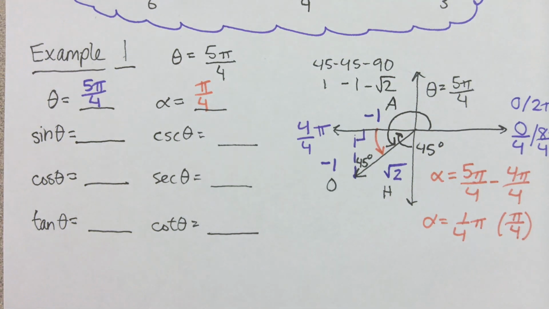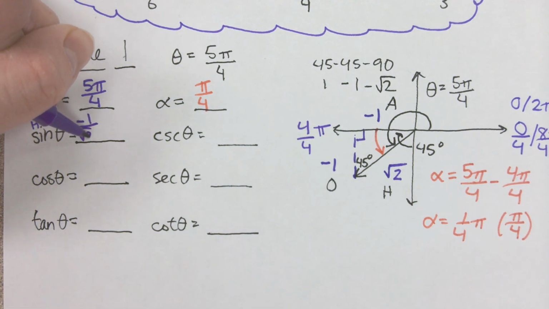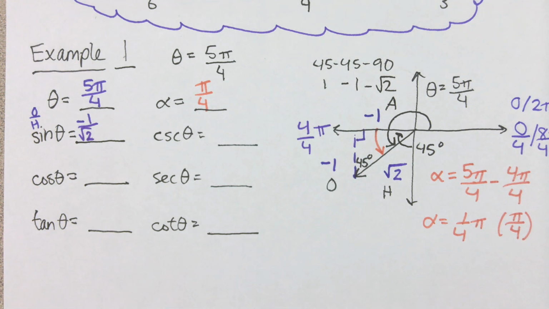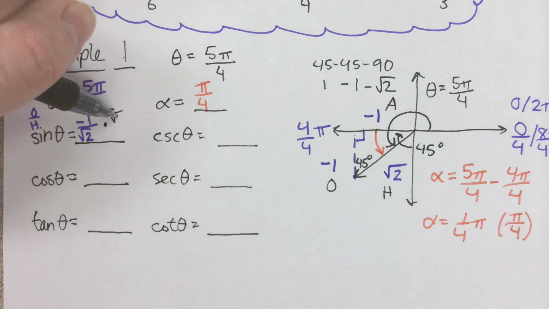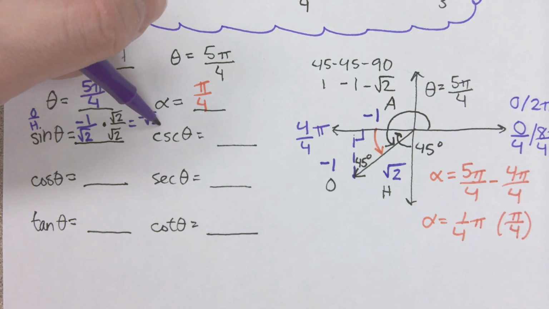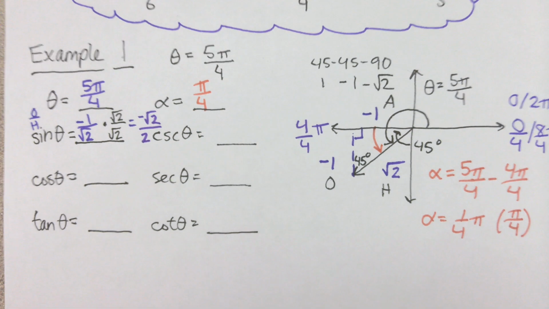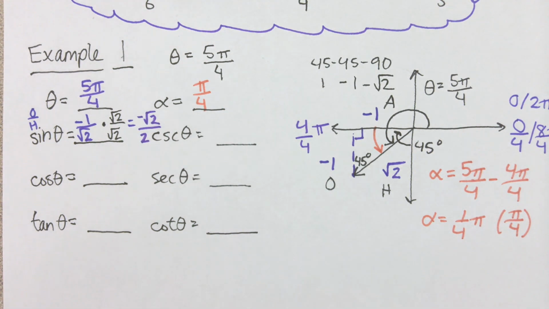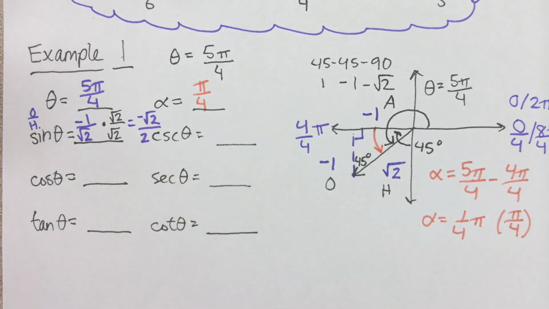Let's set these up. Sine is O over H. That's -1 over the square root of 2. Reminder, we cannot have the square root of 2 on the bottom of a fraction, so let's fix that. Times square root of 2 over square root of 2. That's negative square root of 2 over just 2. Cosecant, we take the reciprocal, and let's do it of the original so we don't have to do all this work again. That's going to give us negative square root 2.